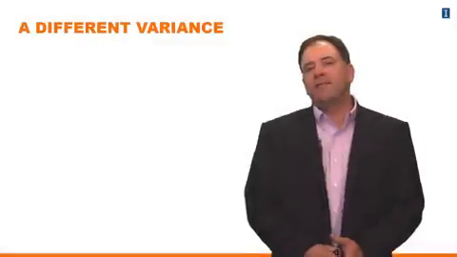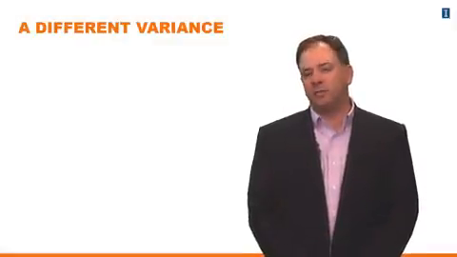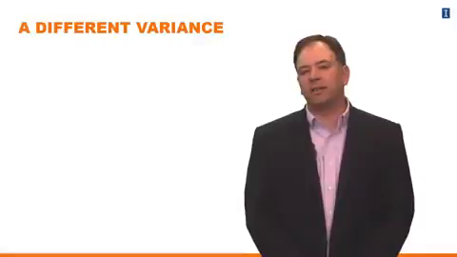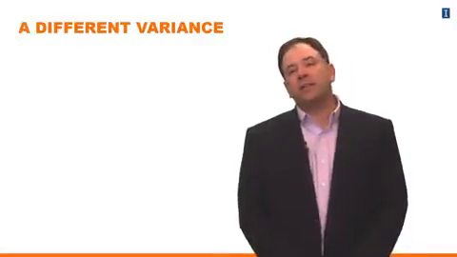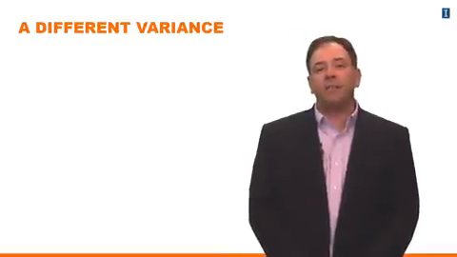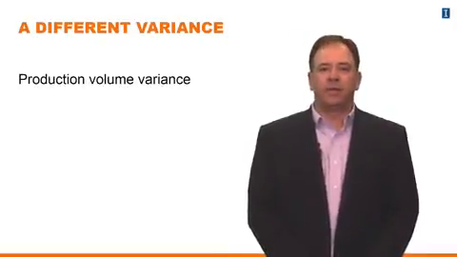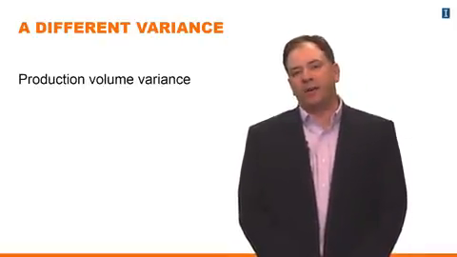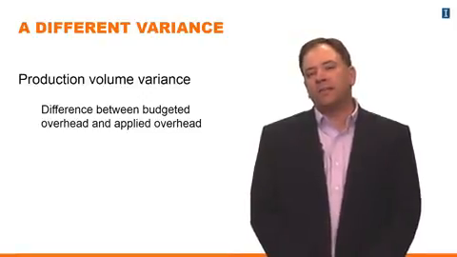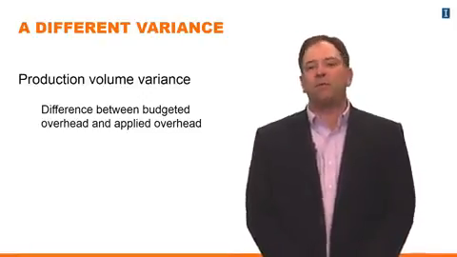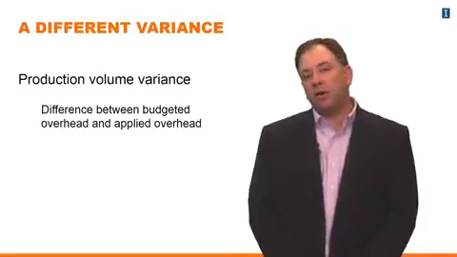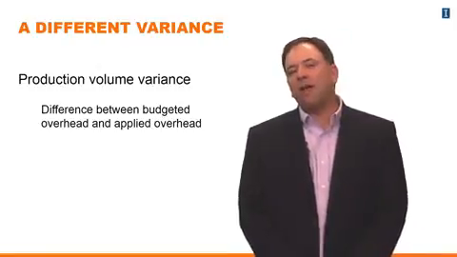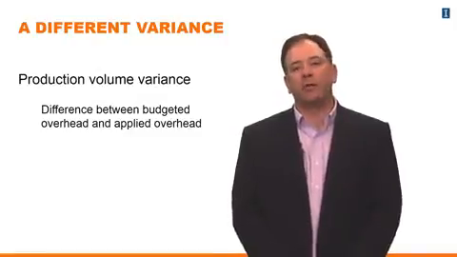So as you can see, the fixed cost variance calculations are much simpler than the variable cost variances. But we're not going to get away with things that easy. For fixed cost variances, there is a different variance that many companies use. It's called the production volume variance. And what it represents is a different difference than what we've been calculating thus far. The difference between the budgeted or expected overhead and overhead that is estimated during an accounting period.